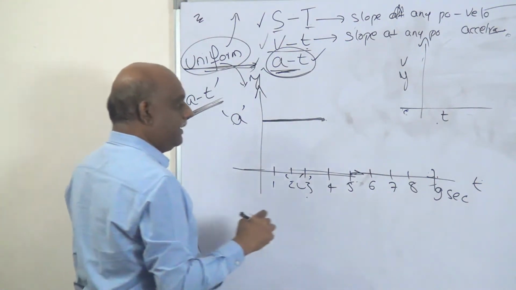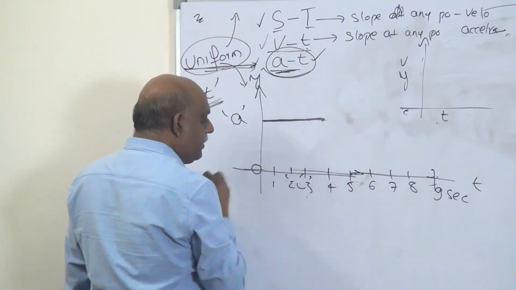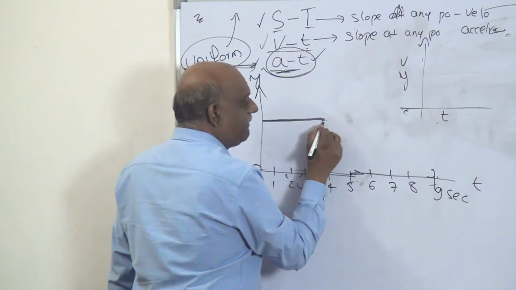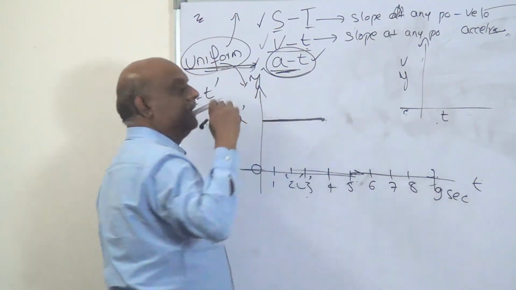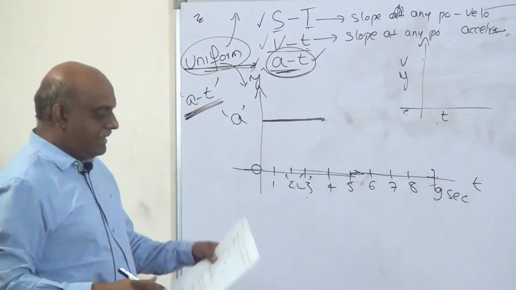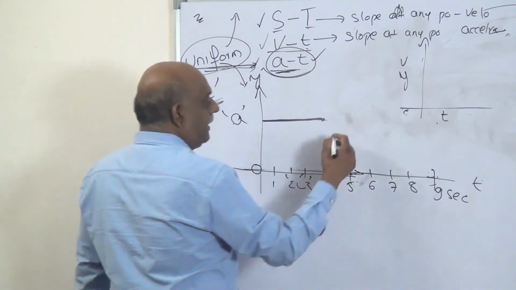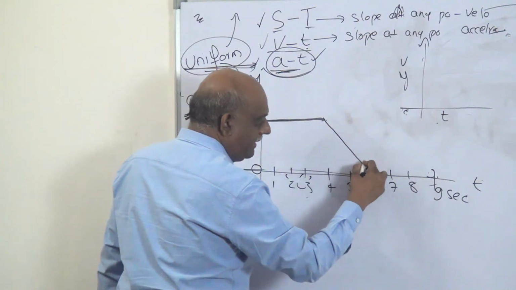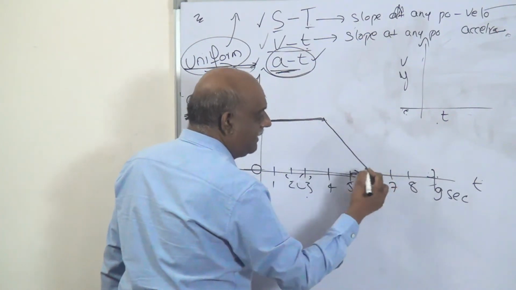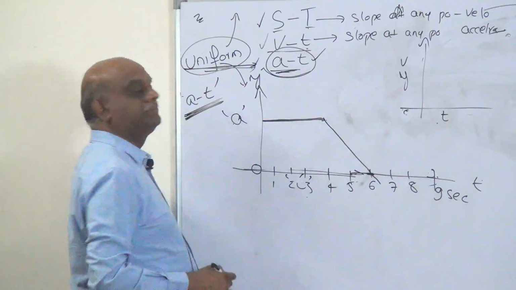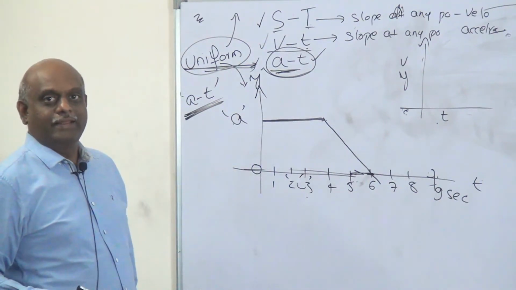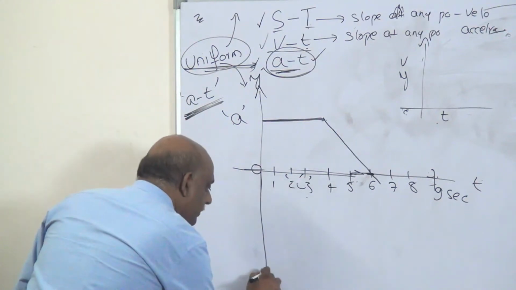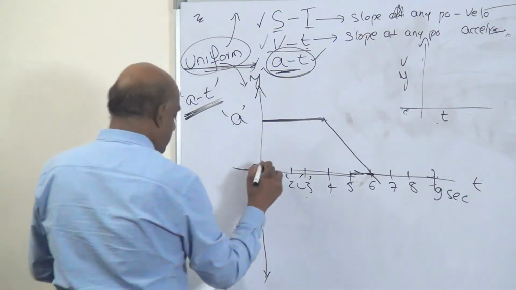Now from 0 second to the fourth second, the object traveled at a uniform acceleration. Then after that, it started decreasing. The acceleration is decreasing. By the sixth second, it has come to 0. Then you take the acceleration values here.